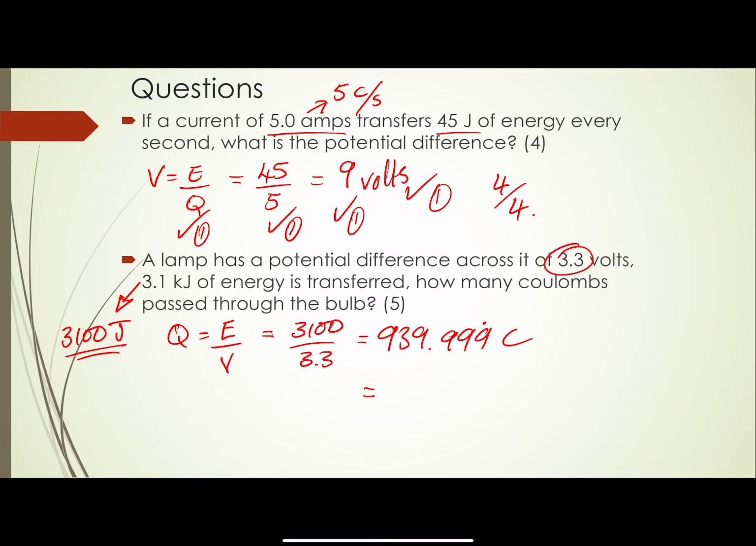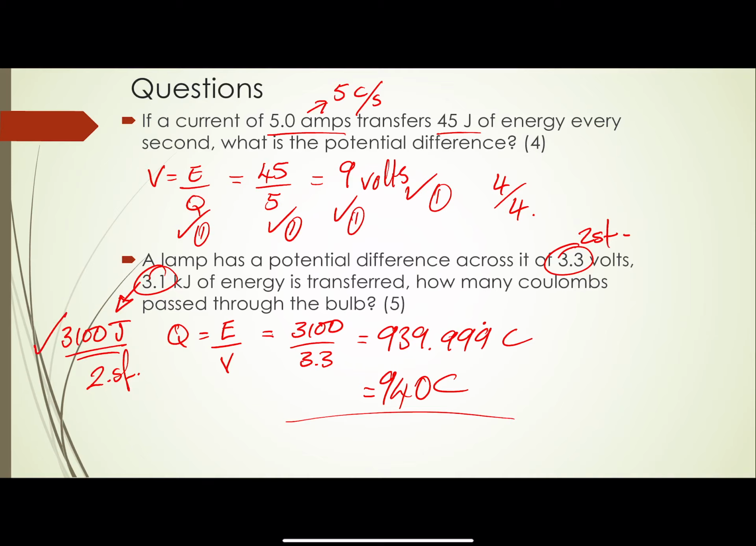Well, here we've got 2 significant figures, and down here we've got 2 significant figures. So I need to quote my answer to 2 significant figures. So if you haven't already done so, have a go at doing that. What you should get is 940 coulombs. So where are the 5 marks?